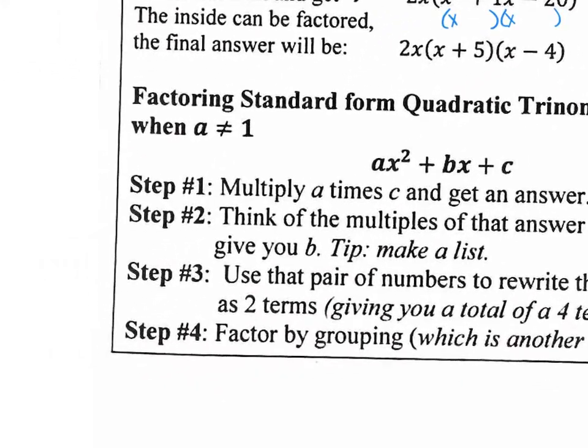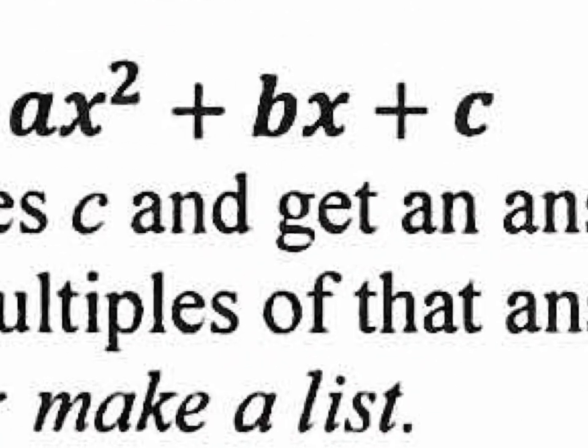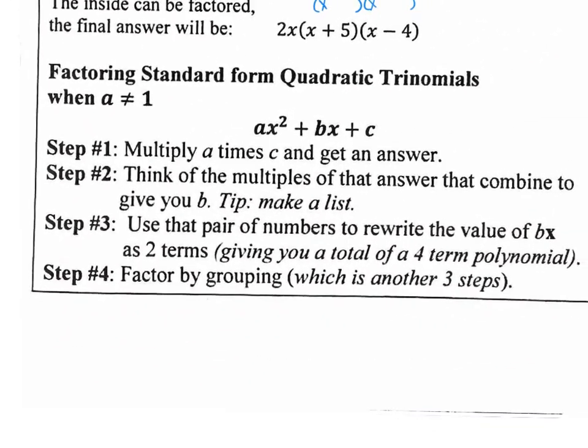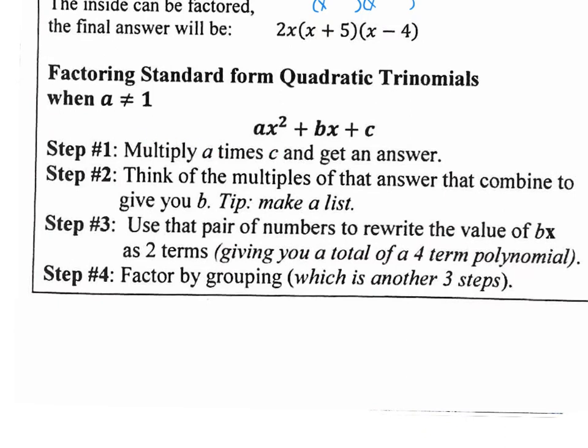And then we had the most fun part of Chapter 4, which was factoring a quadratic trinomial when your a value is not 1. Right? And we had that long process. Step 1 was to multiply a times c. You get an answer, and then you make a list. You think of the multiples of that answer that combine to give you the b value, whatever number's here. And then step 3 is you use that pair of numbers from step 2 to rewrite this as 2 terms. That way you could get 4 terms instead of 3 terms, so you could factor by grouping. A lot of us hated that long method. A lot of us never were able to get that long method.